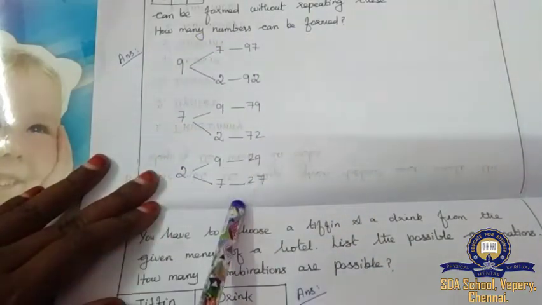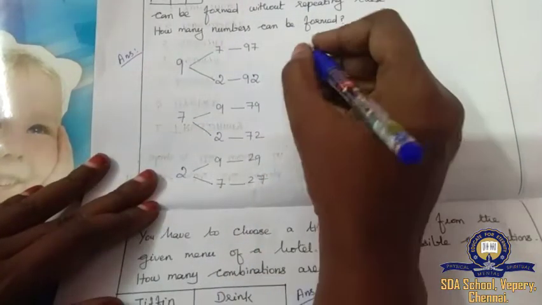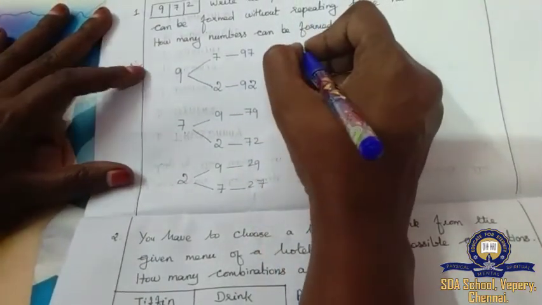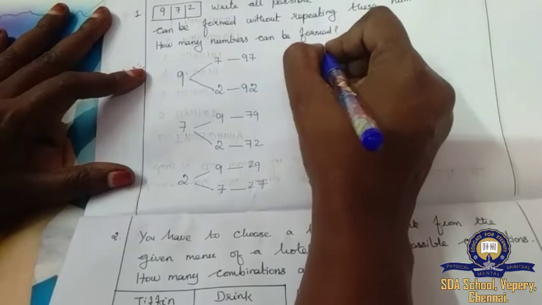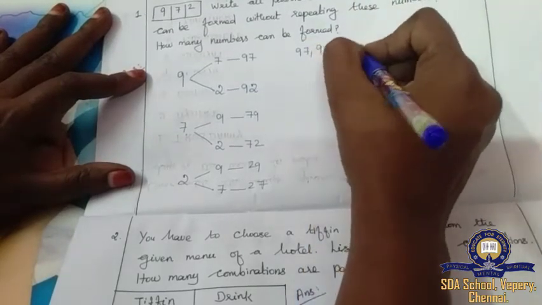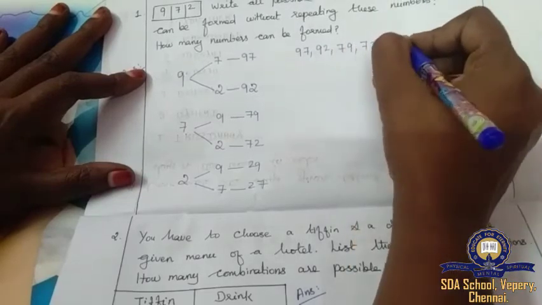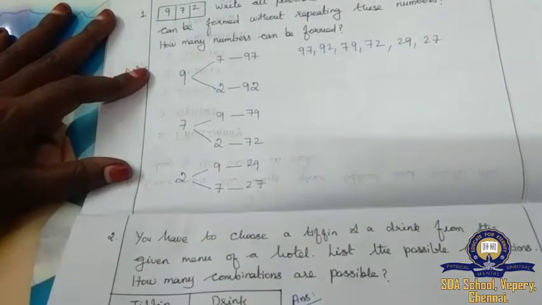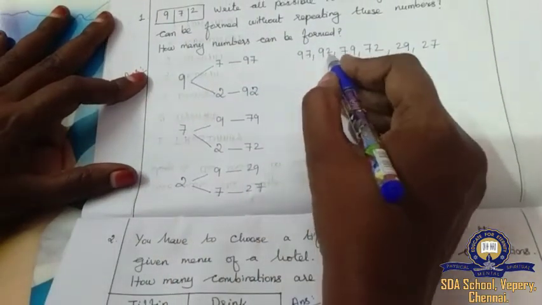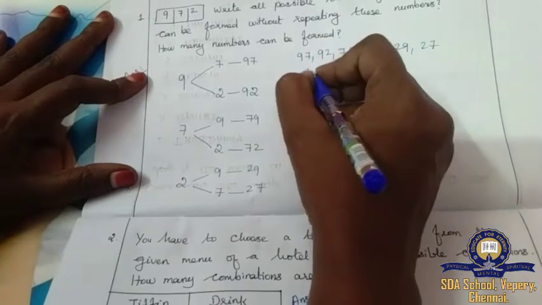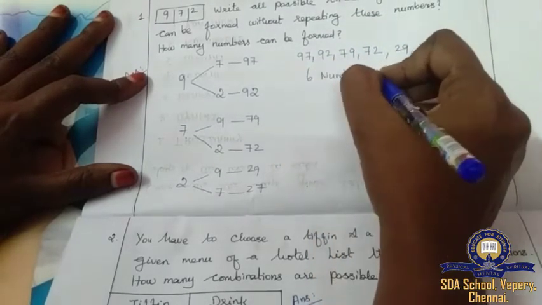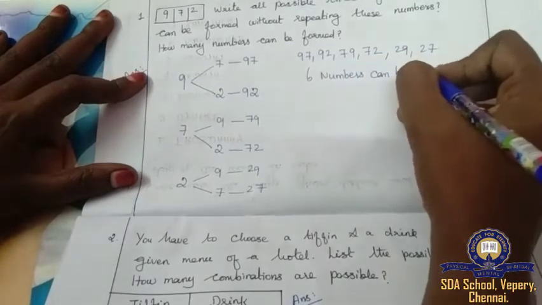So the question is how many numbers? All the possible numbers are these. Write them here. The possible numbers are 97, 92, 79, 72, 29, 27. Write all the numbers. So how many numbers are formed? 1, 2, 3, 4, 5, 6. So 6 numbers can be formed.